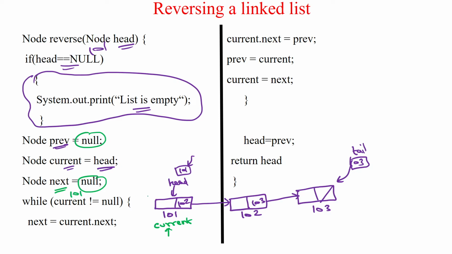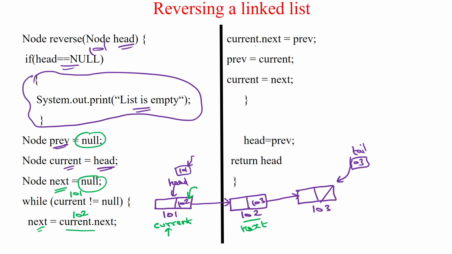Current address is 101. So here, 101 is not equal to null. Yes, it is true. If it is true, I am assigning current dot next. What is the current dot next? Current dot next is 102. So 102 is assigned to the variable next.